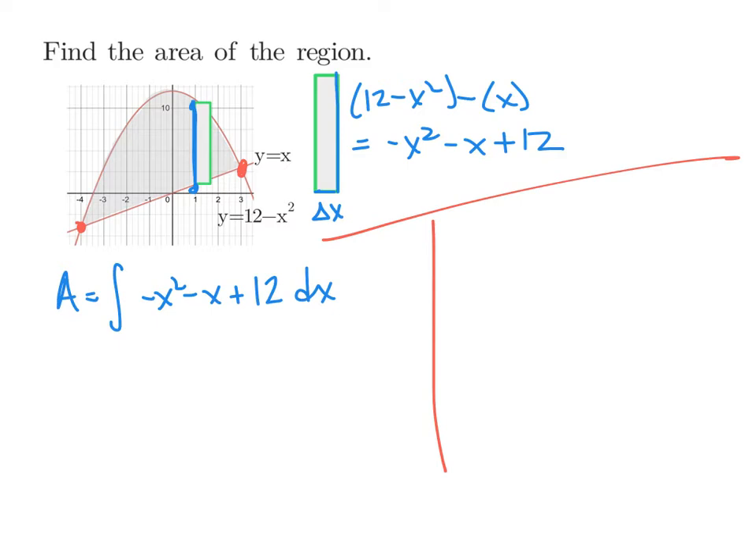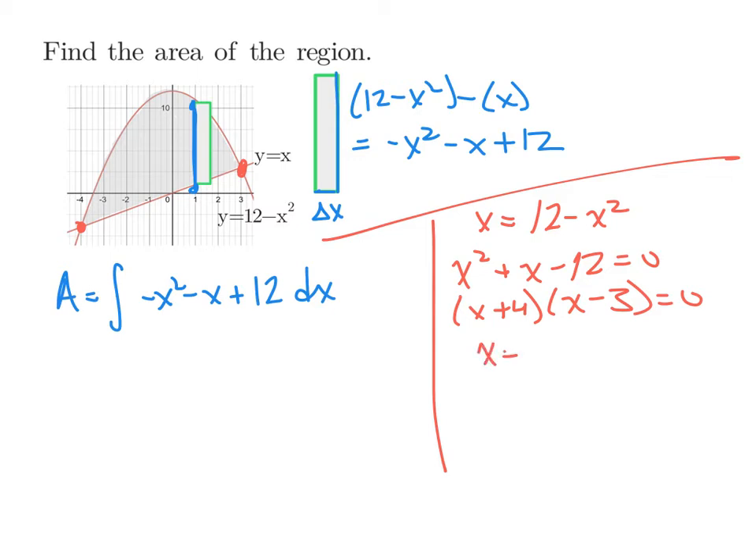To do that, we want to set these two equations equal to each other. So that would be when x is equal to 12 minus x squared. So I'll bring everything over to the left side. X squared plus x minus 12 equals 0. Factor it into x plus 4 and x minus 3.